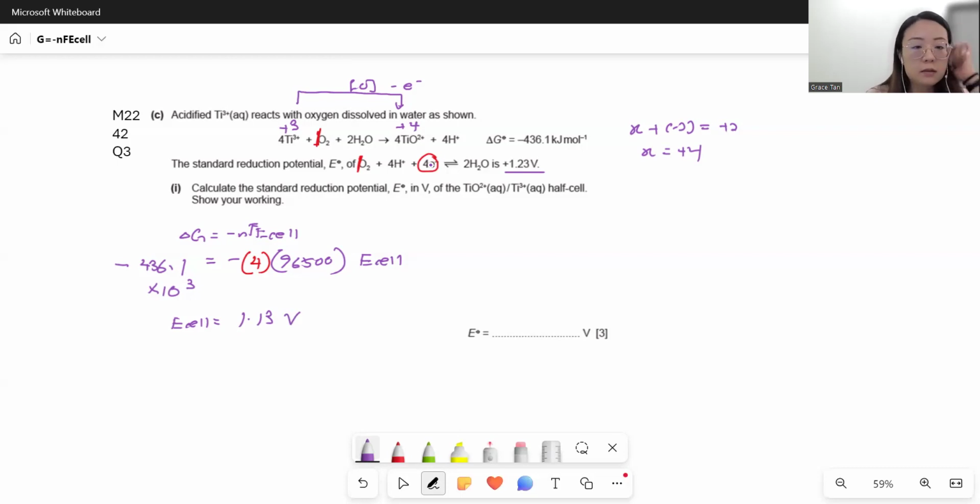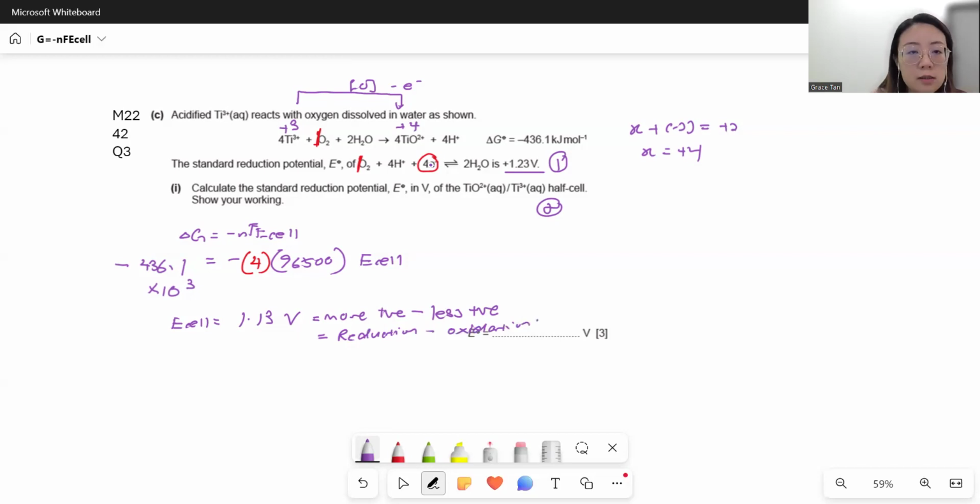Now, E cell is a result of 2 half cells. One of the half cells is 1.23. We need to investigate the second half cell here, which is the E of TiO2+/Ti3+. E cell is the more positive number minus the less positive number. It is also the one that undergoes reduction minus the one that undergoes oxidation.